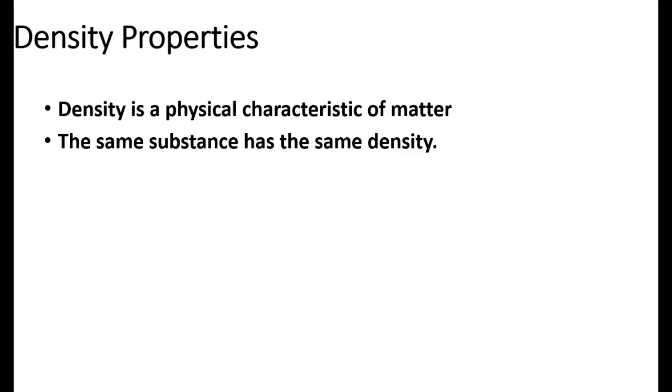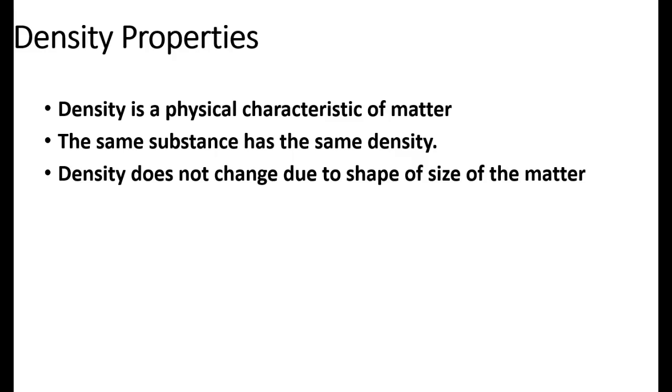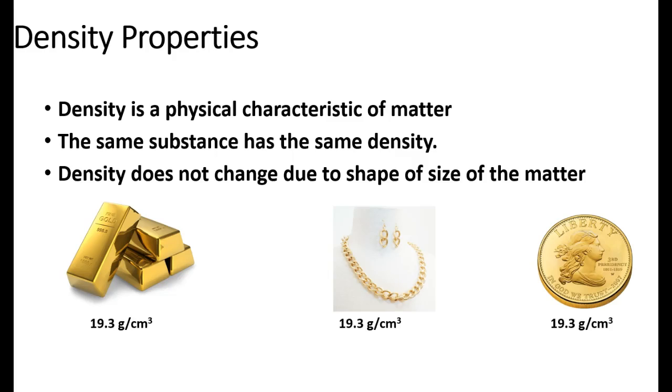The same substance, you have to remember, has the same density. That means that the density would not change due to the shape or size of the matter. So here's an example. Gold has an average density of 19.3 grams per cubic centimeter. They're all gold, so like the property says, the same substance will have the same density.